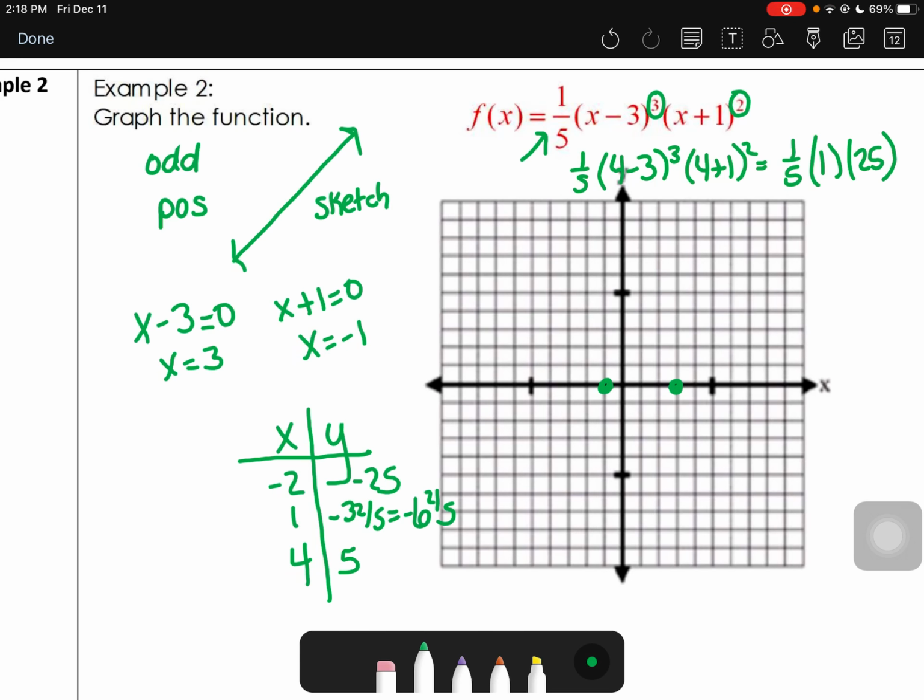So we know that we can't graph negative 2, negative 25, but we know that that would be very far down, almost off the graph. Or it will be way off the graph, but we know that we can go down in the left section. Then we have positive 1 and negative 6 2/5, so just below that. And then we have positive 4, positive 5. So we know that this is steeply coming up. We're going to wrap around down here, up, and put our arrow on the other end, and that is our shape for our function.